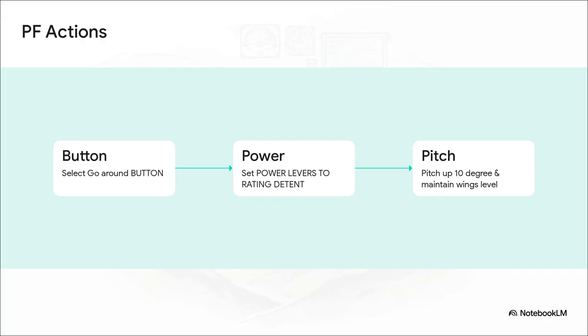Simultaneously with that call-out, the pilot flying is executing physical inputs. To memorize these effortlessly, just use what we call the rule of threes: button, power, pitch. First, you hit the go-around button. Second, aggressively push the power levers to the rating detent. Third, pitch up exactly 10 degrees for the go-around attitude and rigidly maintain wings level. Remember, button, power, pitch. Lock that directly into your muscle memory.